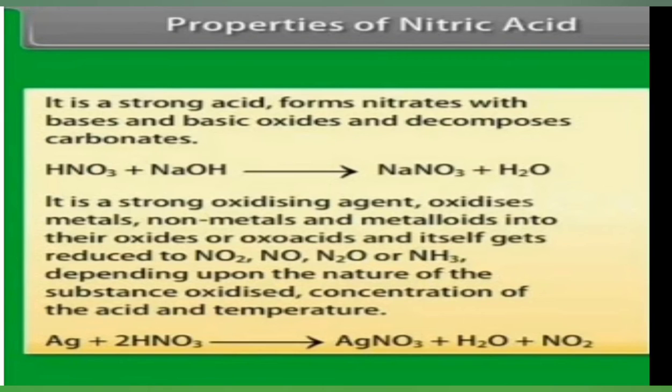Then comes the density. The density is 1.54 grams per centimeter cube. It boils at 86 degrees Celsius and melts at minus 42 degrees Celsius. Then comes its solubility: it is highly soluble in water in all proportions. Now come the chemical properties of nitric acid: it is a strong acid and forms nitrates with the bases and basic oxides and decomposes the carbonates.